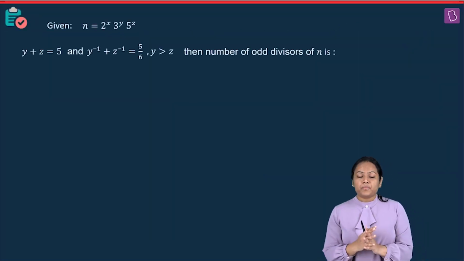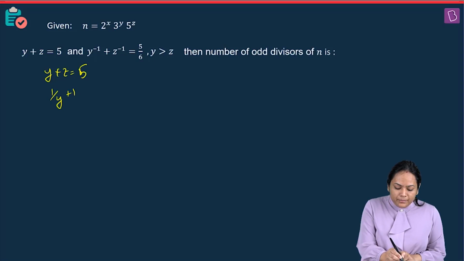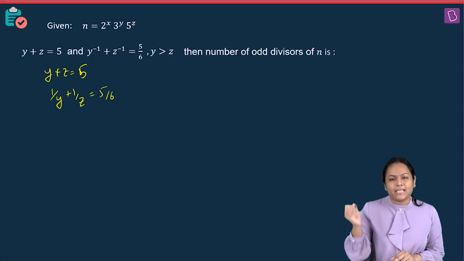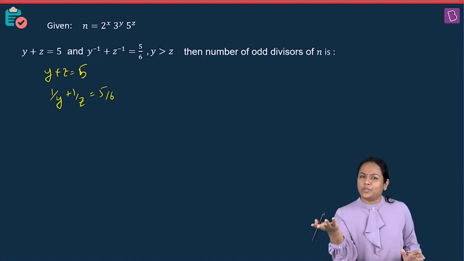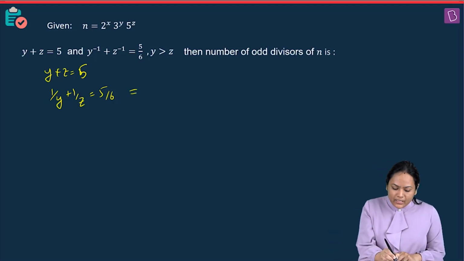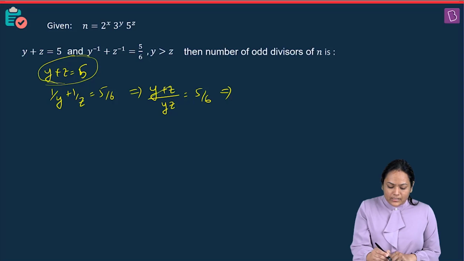Okay, so I have two equations in y and z. y plus z is equal to 5, and 1 by y plus 1 by z is equal to 5 by 6. If I observe the equations, I can say the values of y and z are 3 and 2. Right? But suppose if you want to solve, we can solve this part also. When I take my LCM in the second equation, it's giving me y plus z divided by yz is equal to 5 by 6. And since y plus z is 5, this part is cancelling out. I am having yz is equal to 6.